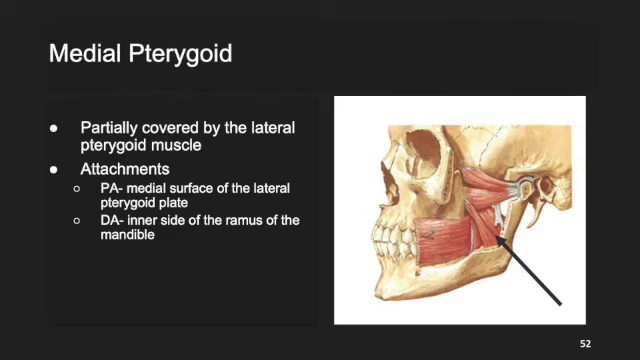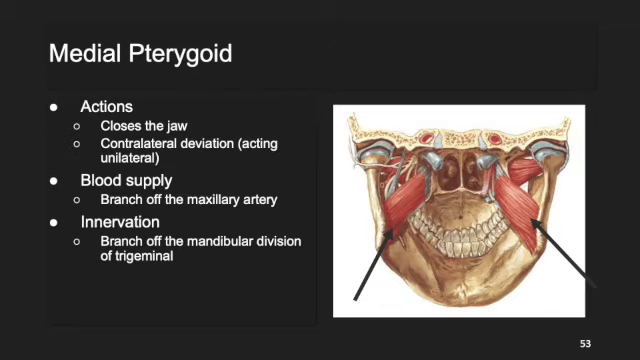This picture is a little confusing because what you have to note here is that they've cut away part of the mandible. So actually you're looking at the medial side or inside of the mandible, not the outside. Now taking a look at medial pterygoid here, what it's going to do is close the jaw. It's also going to do contralateral deviation if it's contracting unilaterally.